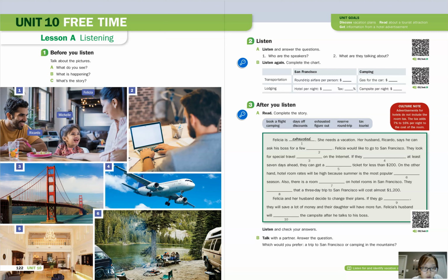Hello and welcome back to our online English class. Today we are going to begin Unit 10, which is our final unit in this book. So go ahead and open your student's book to page 122, Free Time, Unit 10, Free Time. So page 122.